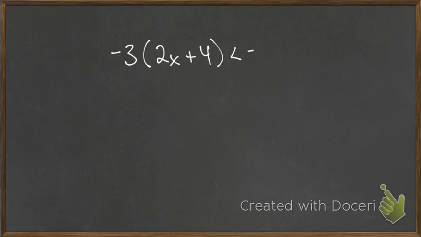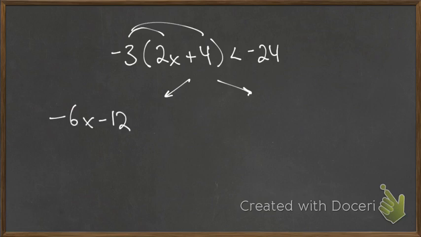All right, Joe, read me that original problem again. So it's negative 3, and then in parentheses, 2x plus 4 is less than negative 3. That's it. Okay, so there's actually going to be 2 ways to go about this one. The way that Desmos was guiding you toward was distribution, right? So with distribution, we'd have negative 6x minus 12 is less than negative 24.